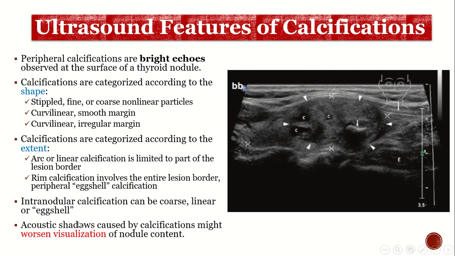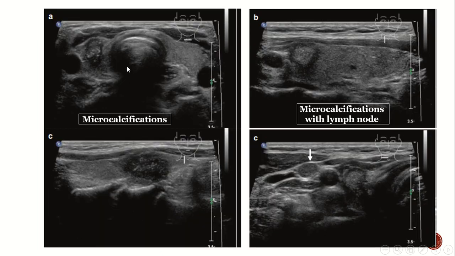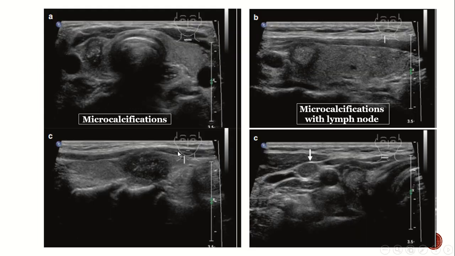The calcifications may worsen the visualization of the nodule content. This is an example of linear calcifications within the thyroid lobe, and this is the eggshell calcification. And the importance of it is when there is thyroid tissue extruding from it toward the outside of the nodule, and this is a sign of malignancy. This is the most important calcification, the microcalcifications. It is highly correlated with malignancy.